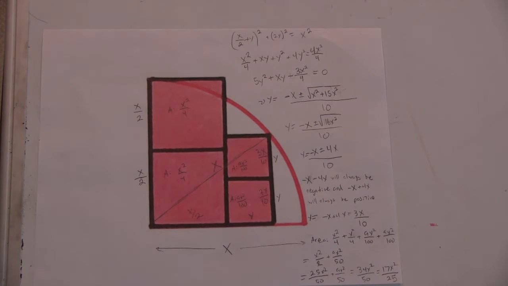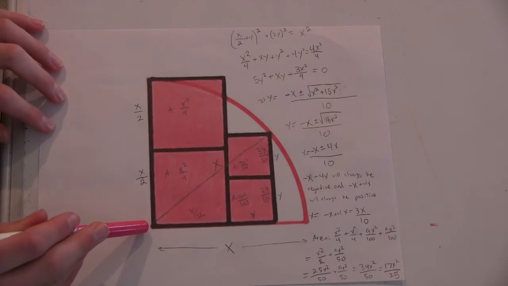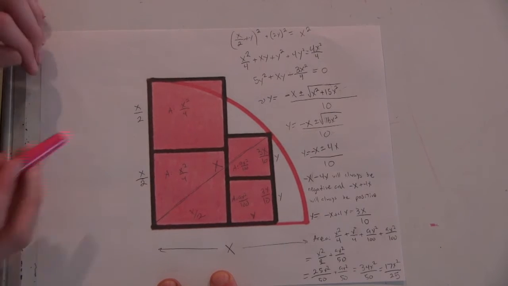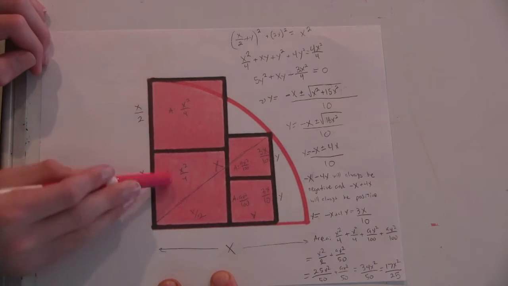Okay, so here's the one where it's just x. We can basically use the same method as before to find the areas of our squares. Marking out this length as x makes these lengths each x over 2, and their area is x squared over 4 each.